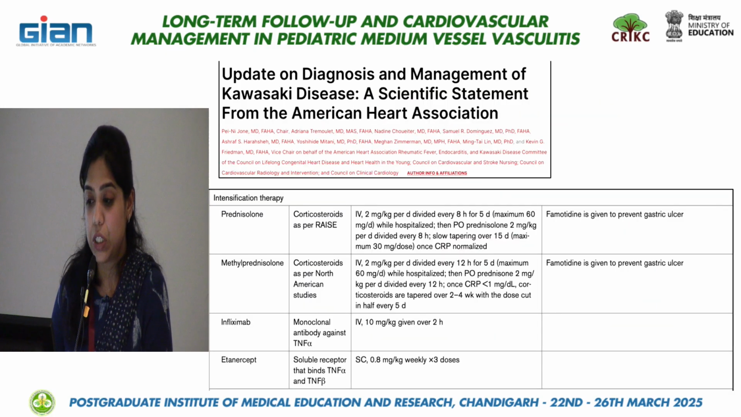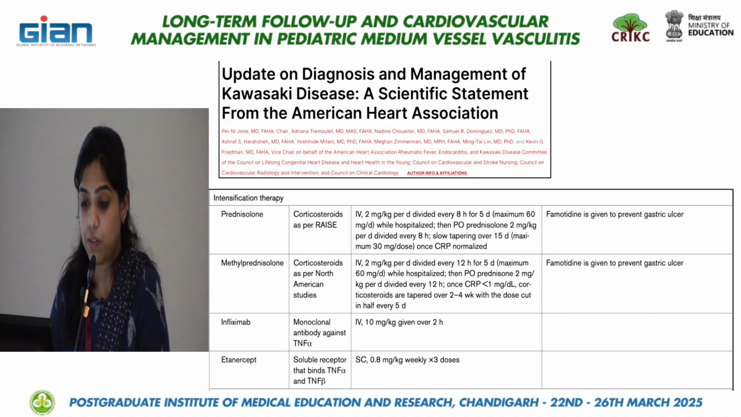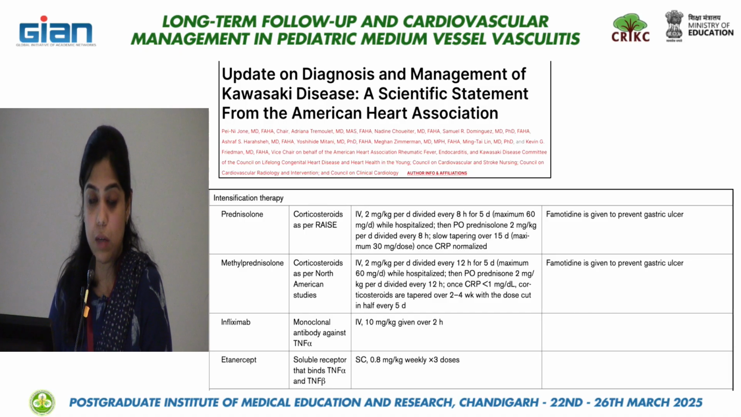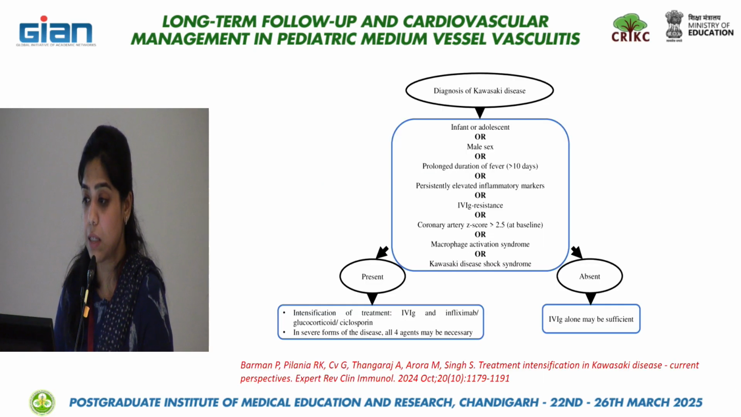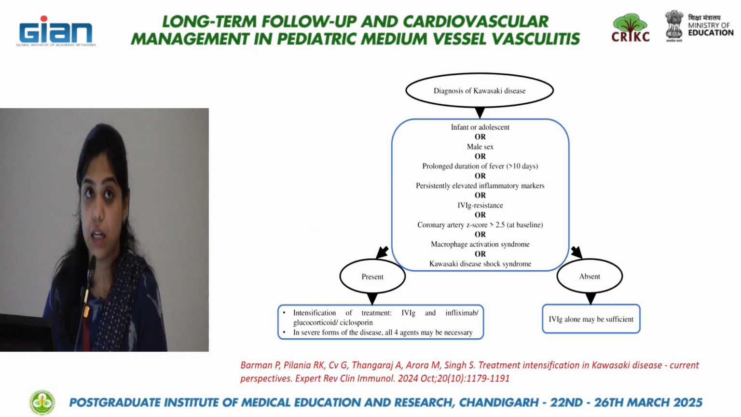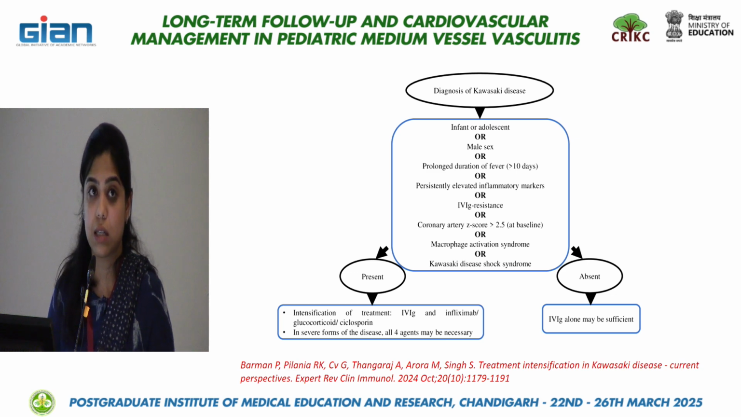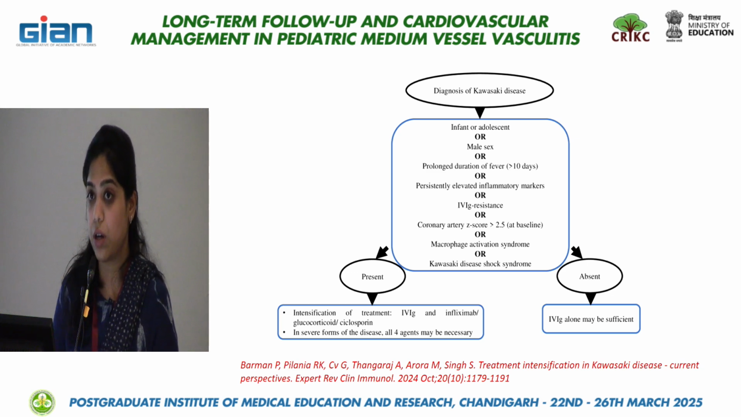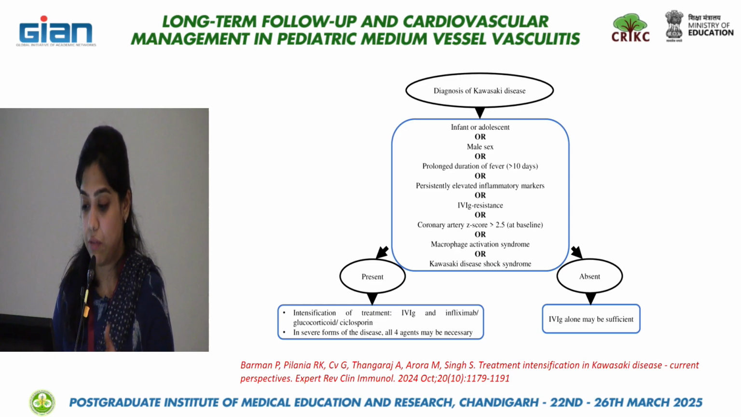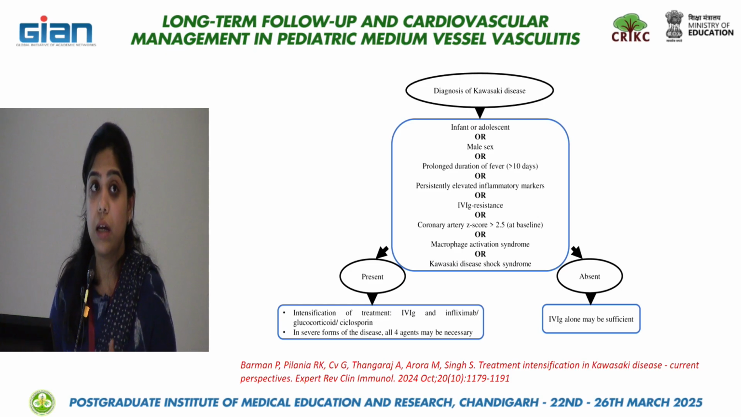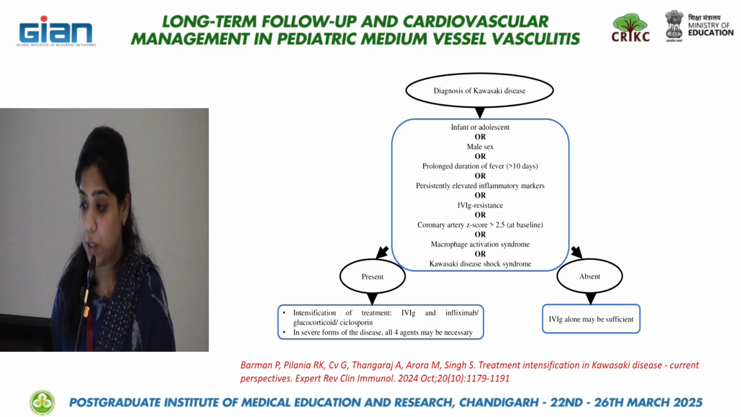So these are the AHA 2024 guidelines, which show the drugs that I think have been previously covered. Prednisolone, methylprednisolone, infliximab, and etanercept are the drugs they have mentioned for intensification. Anakinra is mentioned as additional therapy for those refractory to therapies. And this is a study from our institute, which compiled the risk factors for intensification. The drugs used are IVIG, infliximab, steroids, or cyclosporin, and where needed, we can use all of them.